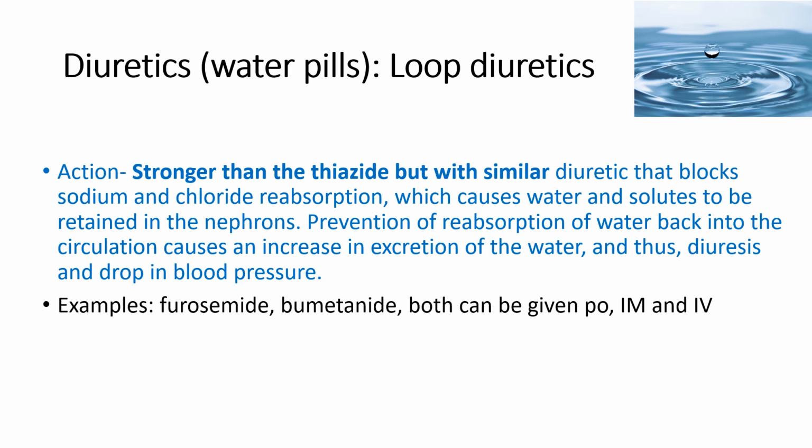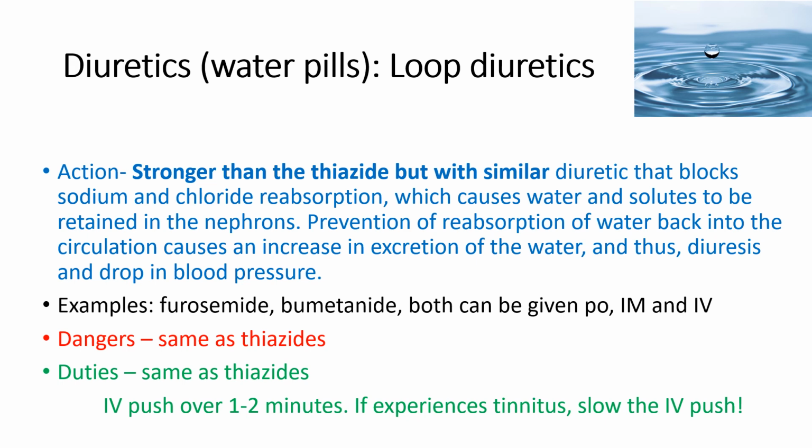Both of these can be given PO, IM, and IV. Dangers, they work in the nephrons, and it's the same as the thiazides. So if you remember the thiazides, you've got the loops. Duties, again, same as the thiazides. The only thing I would add here is that if you're going to give this drug IV push, make sure you do it slowly over 1 to 2 minutes. If the patient complains of tinnitus, which is that ringing in the ears, make sure that you slow down the IV push.